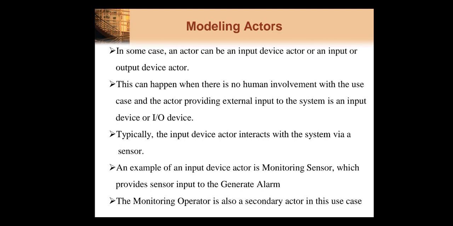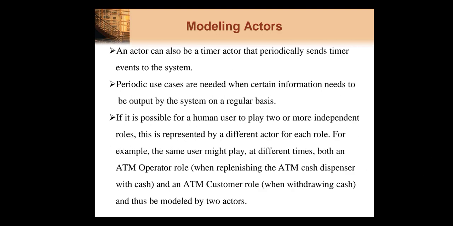The IO device acts as an actor when there is no human involvement in the communication or interaction with the system. Typically, an input device actor interacts with the system via sensors. The example of an input device actor is a monitoring sensor, which provides sensor input to generate the alarm. The monitoring operator is also a secondary actor in this use case.